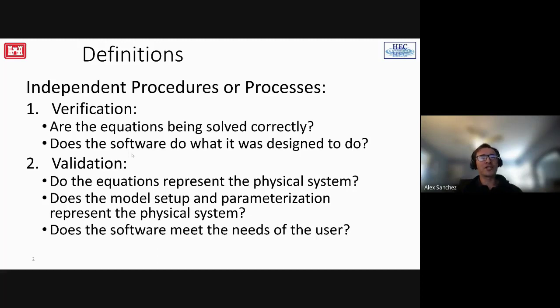Calibration is not something that I'm going to talk about during this talk, and I'm not going to talk about the way you do validation for a study, but this is more validation the way we use validation for the model.